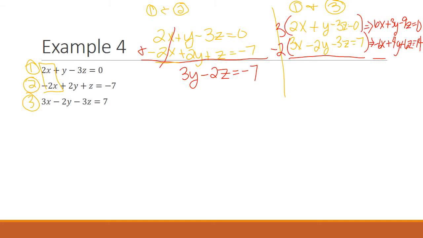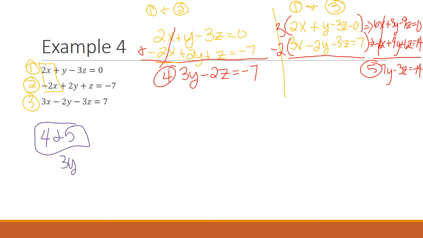Okay, so now I can add those together. My 6's cancel out, so I'm going to be left with 7y minus 3z equals negative 14. Okay, so now I have my two new equations, equations numbers 4 and 5. So once I have those two, I want to put those together and see what I can eliminate. So 3y minus 2z equals negative 7, and 7y minus 3z equals negative 14.